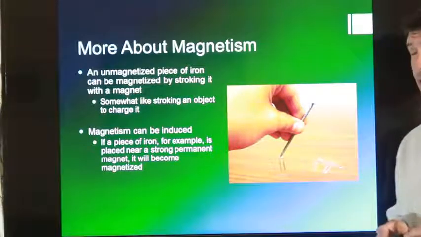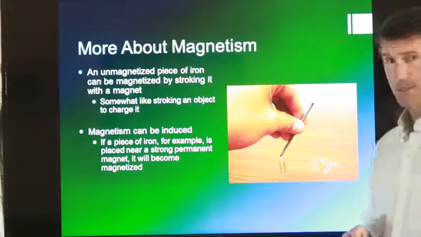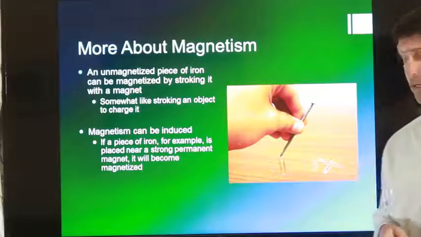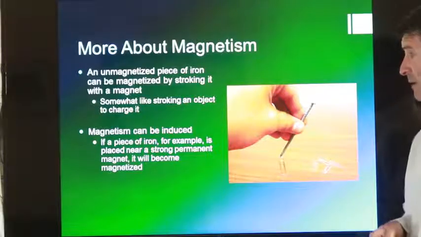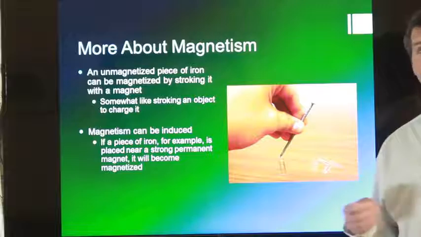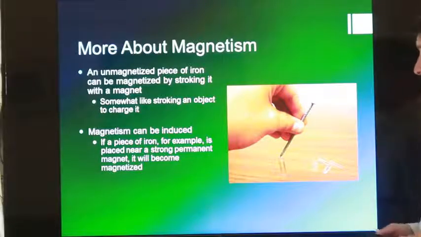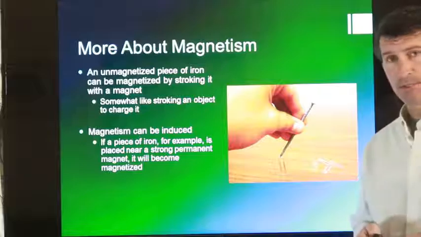So magnetism can be induced using external magnets, and that's one of the different things that we have from the electric force. With the electric force, we actually have to move charge around. Here we can actually induce a magnetic field in some of these materials.